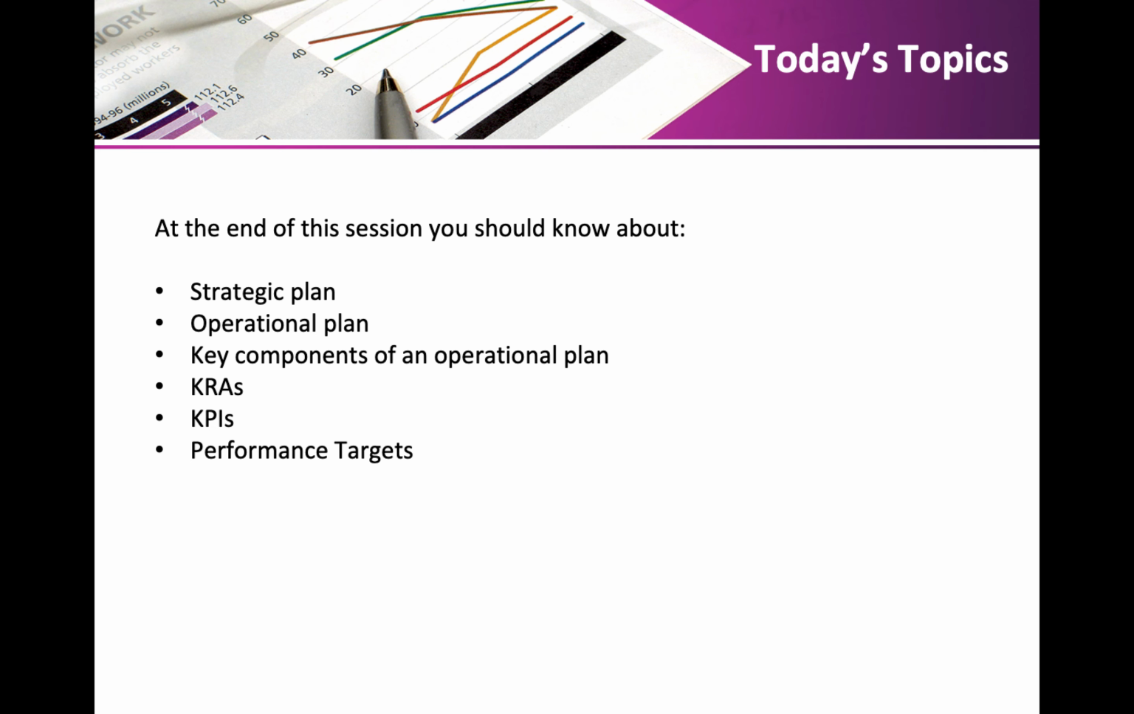Today, we are going to talk about just a few topics. First of all, we will have a discussion on strategic planning. We will look into what is strategic plan, what is operational plan. Then we will have a look what are the key components of an operational plan. We will discuss what is KRI, what are KPIs, and finally we will talk about performance targets.